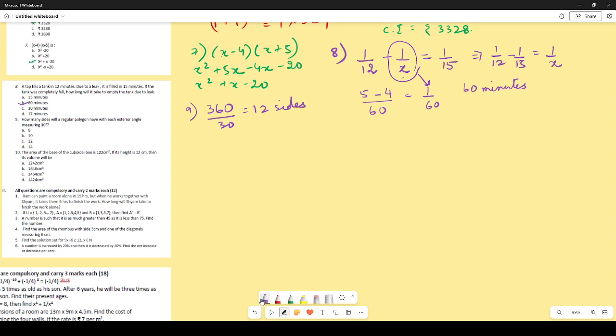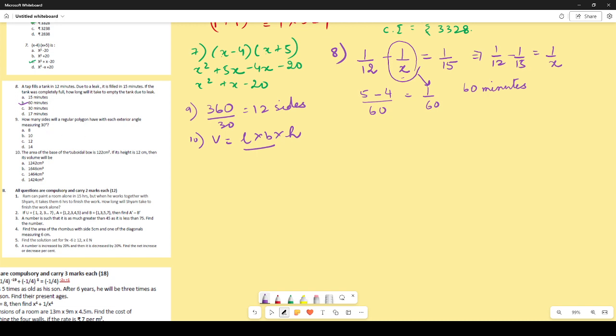The area of the base of a cuboidal box is 122 square centimeters. If its height is 12 centimeters, what will be its volume? It's very simple. All you had to do was, everything was given over here. What is the formula of volume? Length into breadth into height.